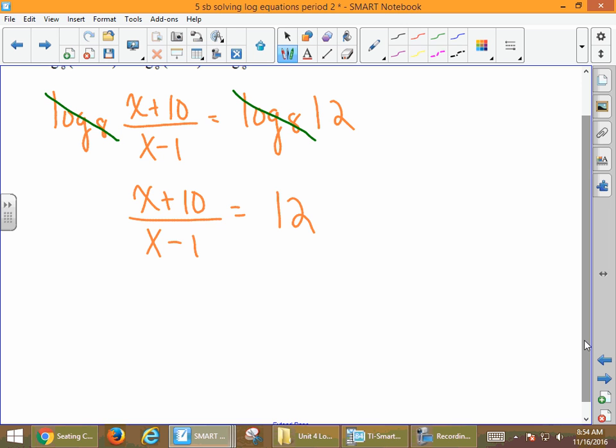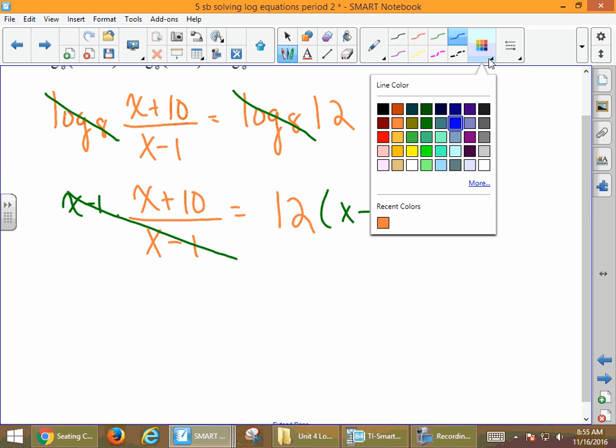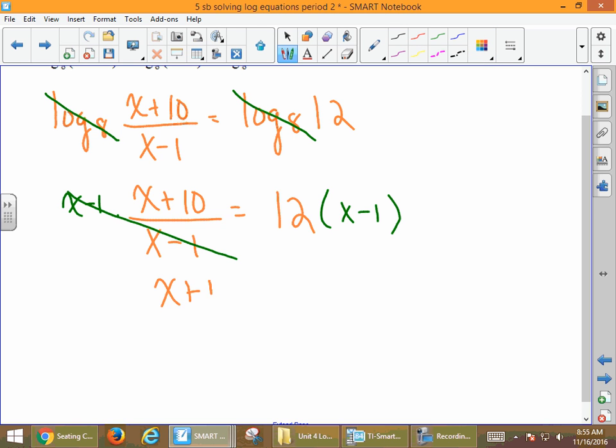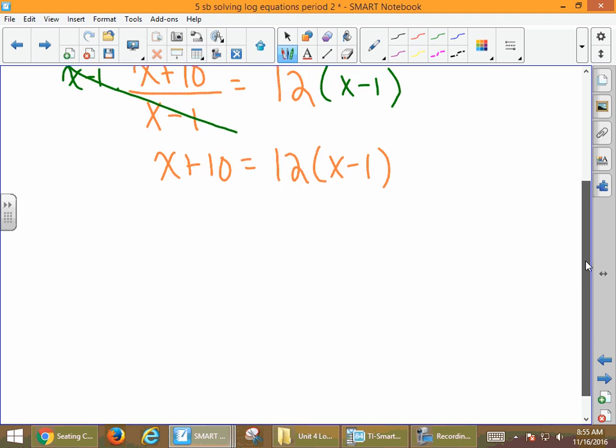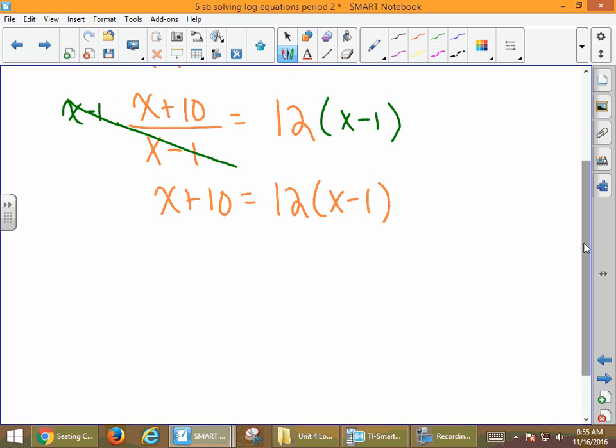When we want to solve, we can multiply both sides of this equation by x minus 1. So the x minus 1's cancel out on the left side, and we're left with x plus 10 equals 12 times x minus 1. Some of you distributed already, and I know. I just personally do not like to skip steps if I can help it. So we do need to distribute the 12, and we end up with x plus 10 equals 12x minus 12.